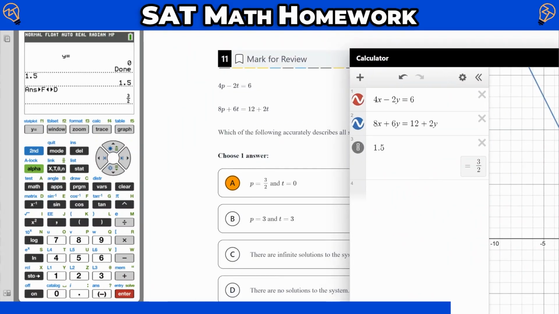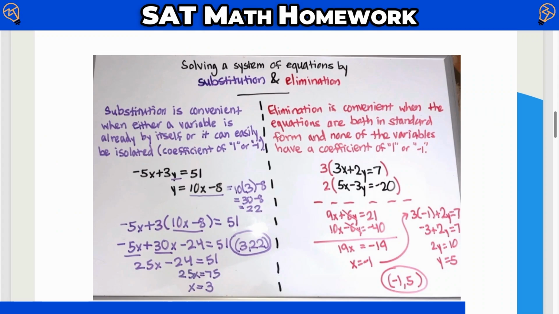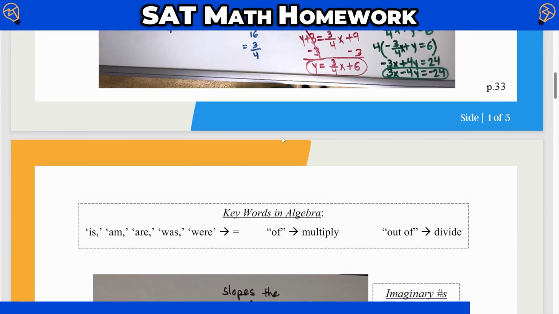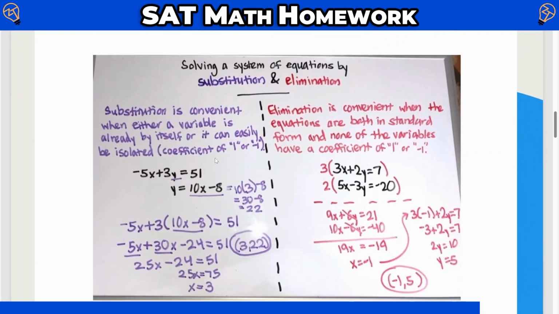Now, there is also the opportunity to do it algebraically, and I show you that from time to time. Just keep in mind that our two primary approaches, which we can see on the back side of page 33, so side 2, show substitution versus elimination, where substitution is really good if either a variable is isolated or one of them has a coefficient of 1 or -1, whereas elimination is fantastic when they're both in standard form, particularly when neither of them has a variable that has a coefficient of 1 or -1, because that would produce a lot of fractions, which can be quite messy.